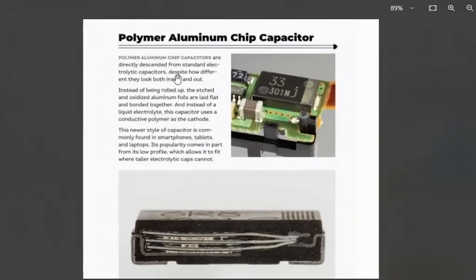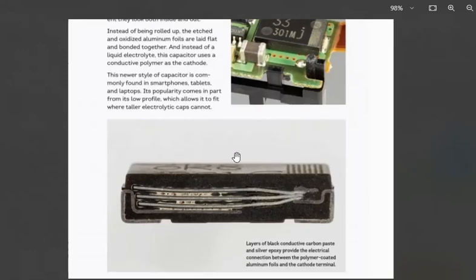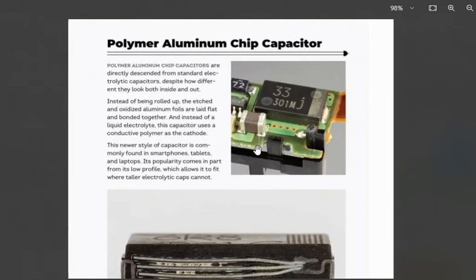So basically, polar aluminium chip capacitor. Polar aluminium chip capacitors, short form PACCs, are used to store electrical energy in electronic devices. They are a newer type of capacitor that offers several advantages over traditional electrolytic capacitors. And if I talk about how this works, PACCs are made with a flat layer of aluminum foil instead of the rolled up design used in traditional electrolytic capacitors. Okay, the aluminum foil is etched and oxidized to create a porous surface which helps increase the capacitance.